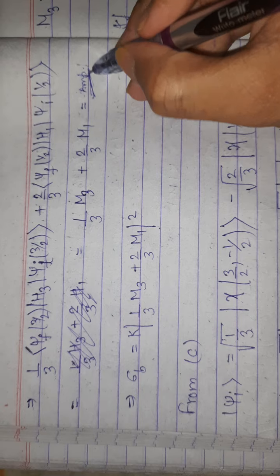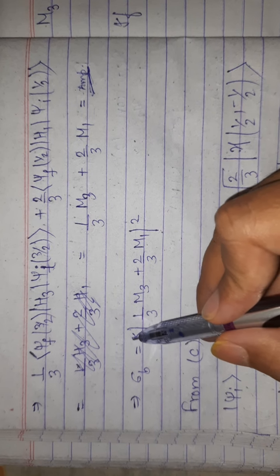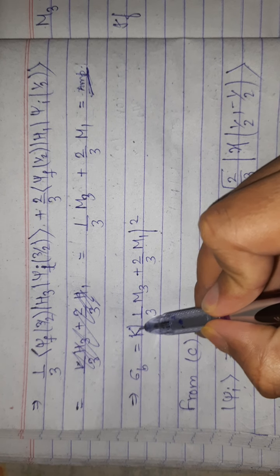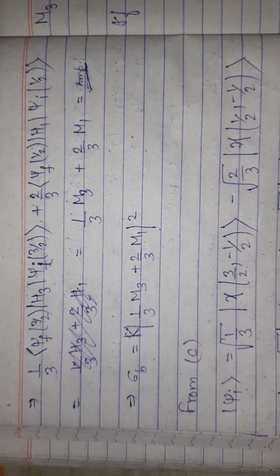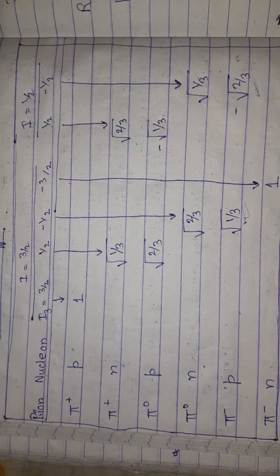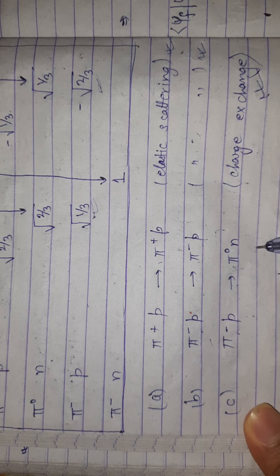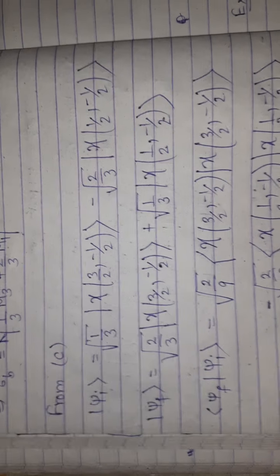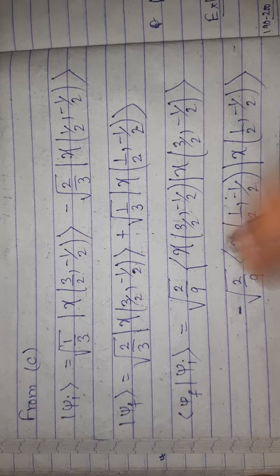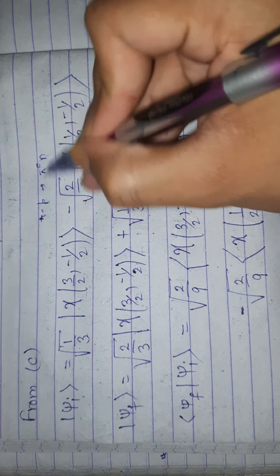This is only the amplitude. Now cross section is the square of this amplitude, so we did this. And since there are some other constant terms, we use k as a constant. Okay, now in case of C, remember this is the C term, pi minus p tending to pi 0 n.